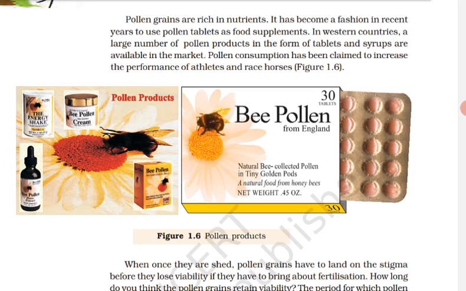In the remaining species, the generative cell divides mitotically to give rise to the two male gametes before pollen grains are shed. That is the three-celled stage. Which cell? The generative cell divides mitotically, okay.